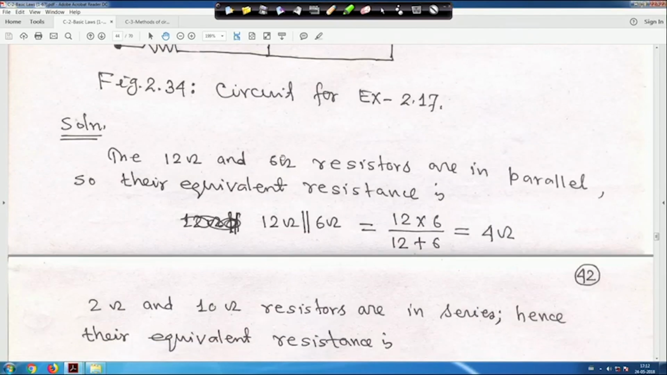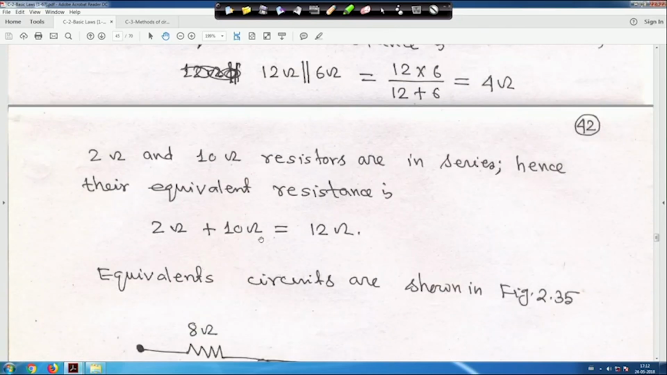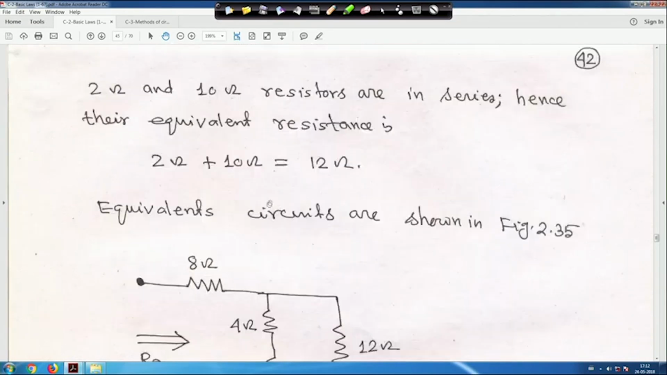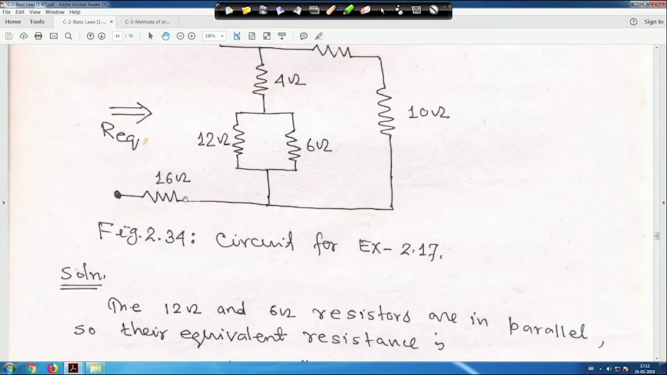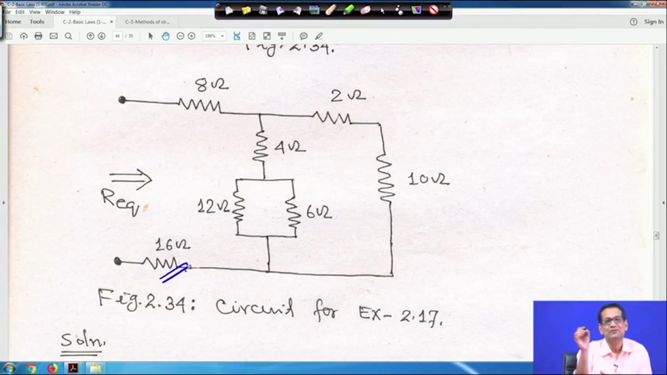So, 12 and 6 ohm resistors are in parallel. So, they are equivalent. I just told you that 12 into 6 will be 4 ohm, right, and similarly these two, I told you, 2 and 10 are in series. So, 12 ohm. So, this is the equivalent circuit. One more thing, here one 16 ohm resistance is there, I have missed it in the previous calculation. I missed that one when I was making it by ink pen, I have overlooked this one. So, this 16 ohm is also there, right.